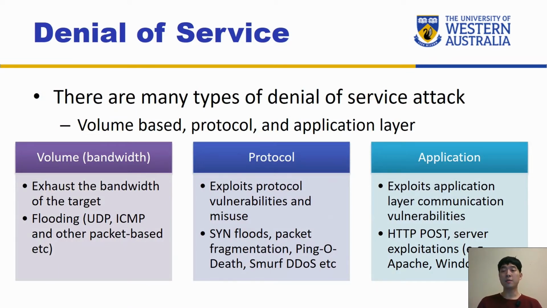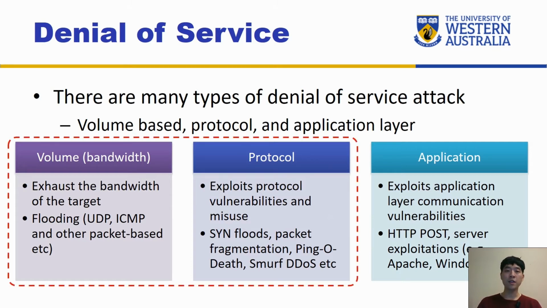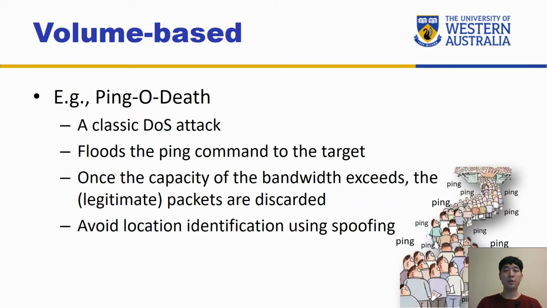So there are many types of denial of service attacks, but typically they divide into those three: volume-based, protocol-based, and application. Since we are looking at network-based attacks, we'll be looking at volume-based attacks and protocol-based attacks. Basically, we are able to exploit some vulnerabilities with those two aspects. So let's have a look at those examples. Ping of death. This is good to know, although nowadays it is not applicable anymore.